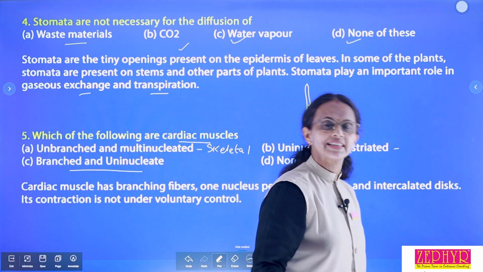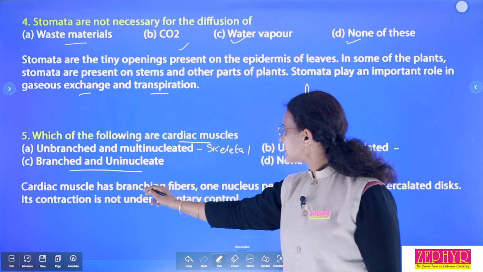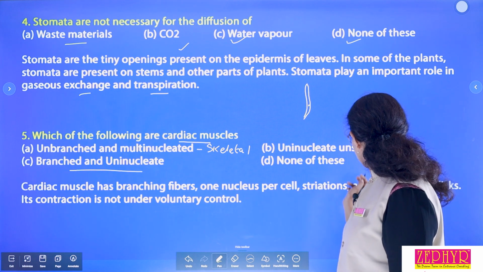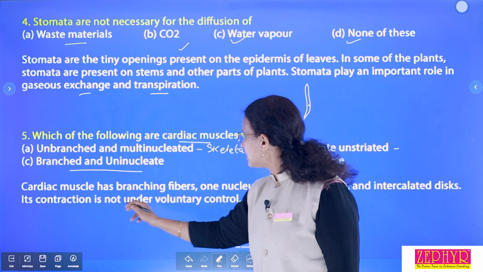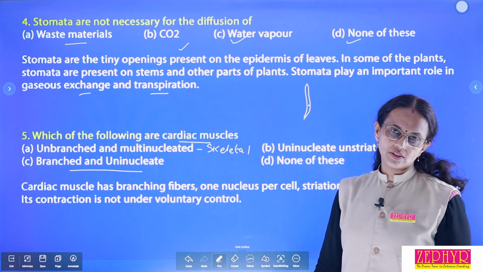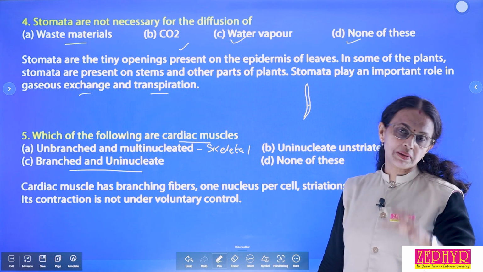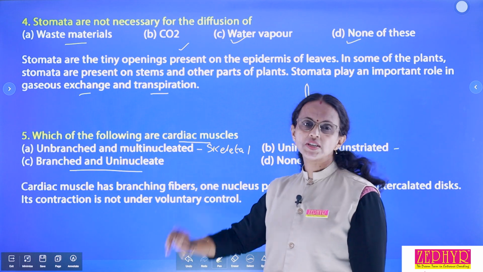Striations are present. Cardiac muscles have branching fibers, one nucleus per cell, striations and intercalated discs. Its contraction is not under voluntary control. Cardiac muscles are non-fatigue muscles. It does not fatigue. Okay, the correct answer is C.